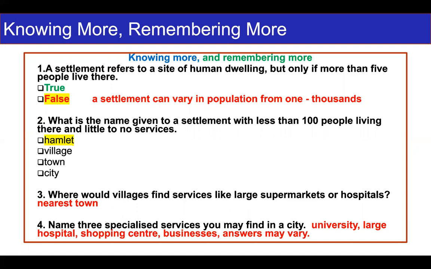Number 2, the name given to a settlement with less than 100 people living there with little to no services is a hamlet. Number 3, where would villagers find services like large supermarkets or hospitals? Well, they'd find them in their nearest town.